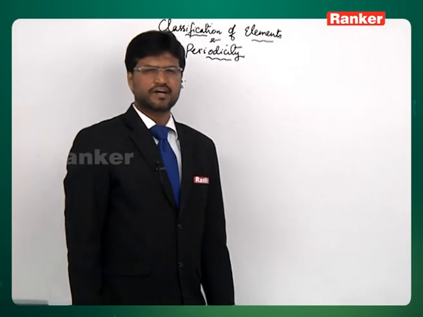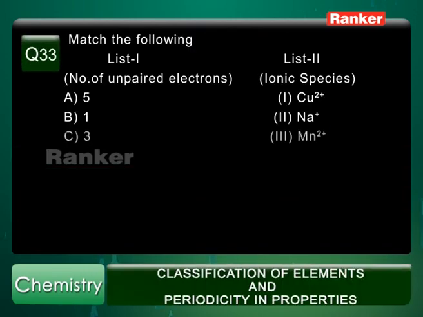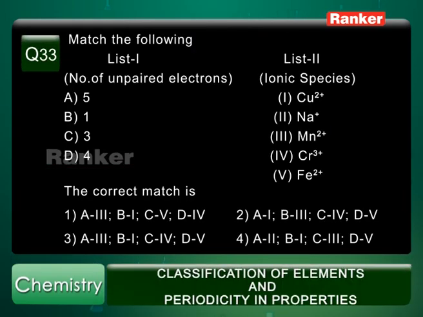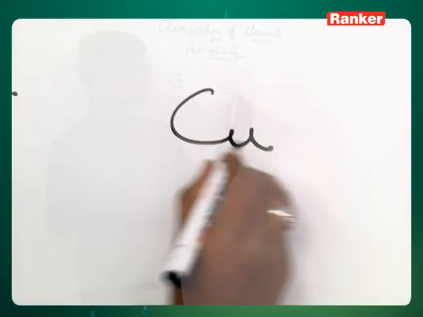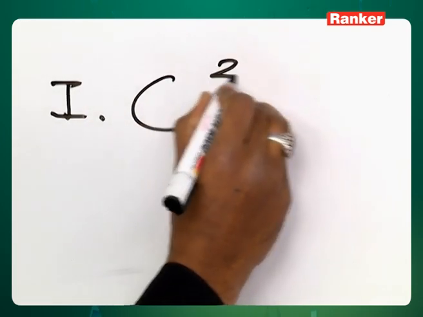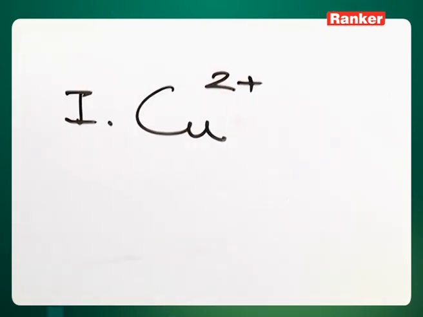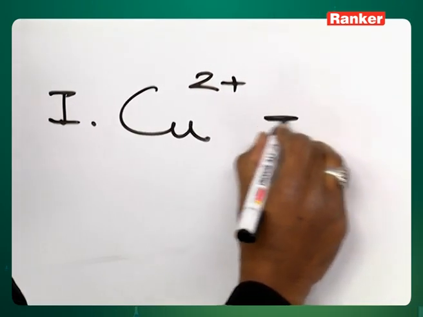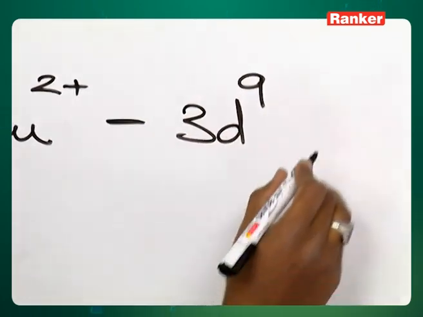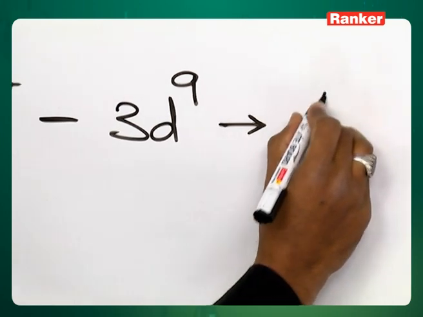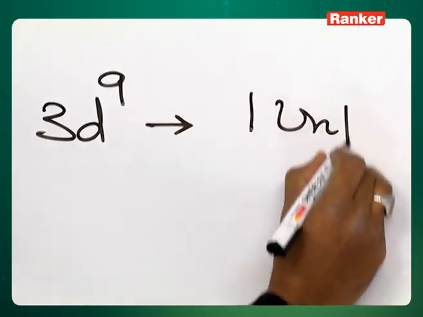Question number 33, another match the following type of question. In list 1 you have the number of unpaired electrons, in list 2 you have various ionic species. Let's try to match them. First you have copper, Cu2+. This has 3d9 configuration, therefore the number of unpaired electrons is 1.